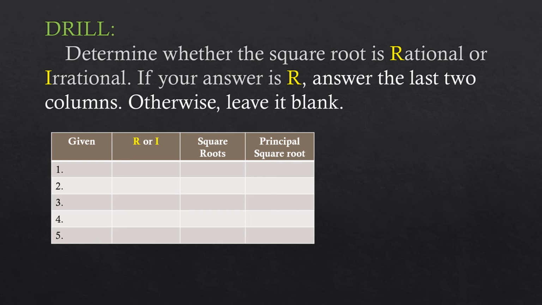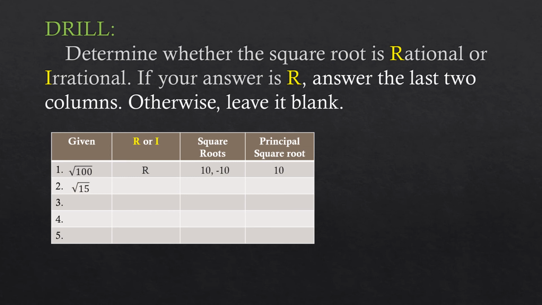Let us have some examples. We have the given square root of 100. We know that 100 is a perfect square. Therefore, it is a rational number. So we write R. The square roots are positive 10 and negative 10. The principal square root is positive 10.